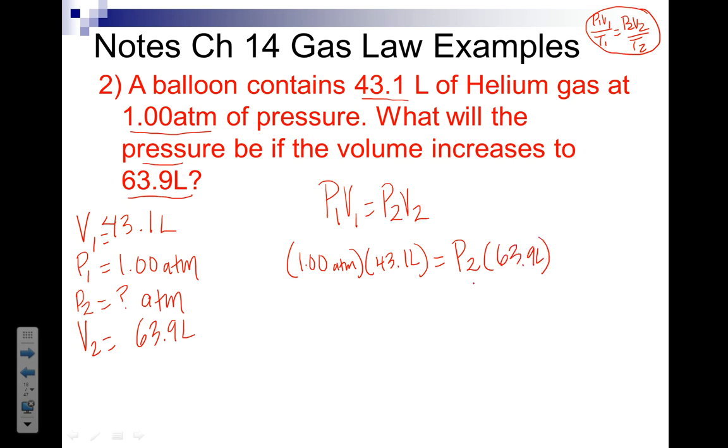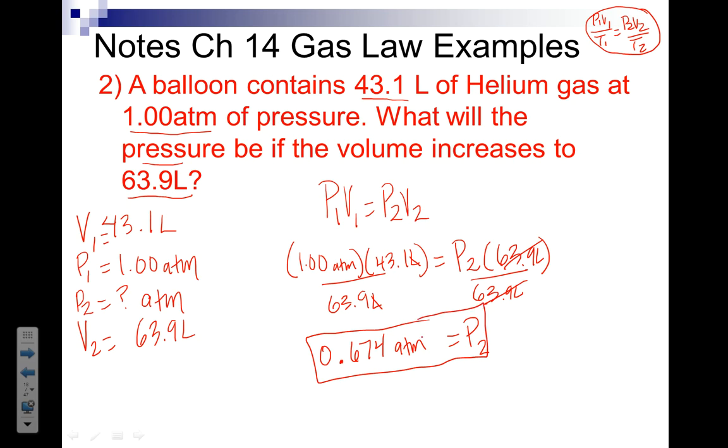So now we need to isolate our variable here, so we need to divide both sides by 63.9. So divide by 63.9 liters and divide by 63.9 liters. This is going to let your liters cancel, and it will isolate your P2, which is what you want. Notice here the units, liters, cancel with liters. And you need 3 sig figs because all of these are tied with 3. So for our answer here, we're going to round that to 0.674, and the unit is atmospheres. Make sure you always box in your final answer, round it to proper sig figs, and include your units.